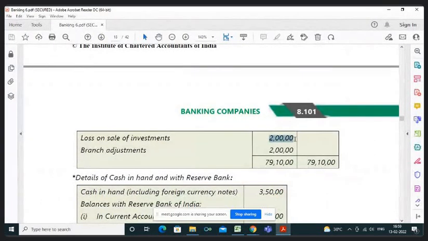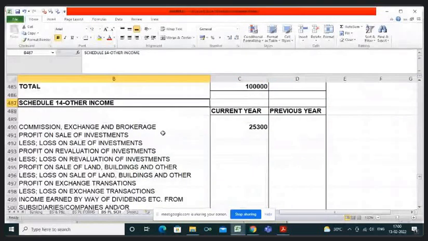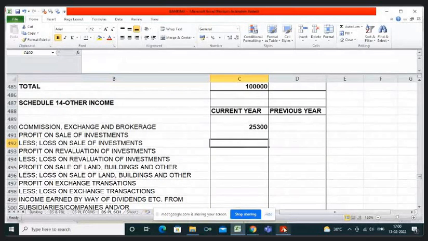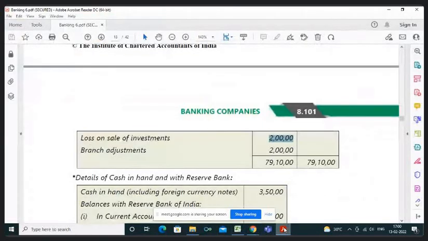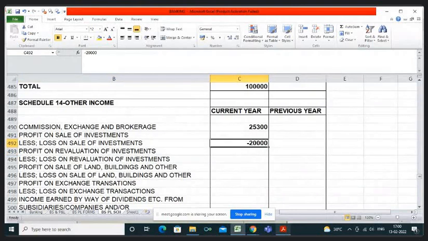Loss on sale of investments. It's a debit balance. It is an expense. But what we have learned, loss on sale of investments, it should be in the other income schedule. So we'll move on to the other income schedule, which is Schedule number 14. There what you have to do, you have to show loss on sale of investments as a figure in brackets or a number in minus 20,000. This is the only schedule where you can use negative numbers, other income. Since it's a loss, we will put it as a negative number.